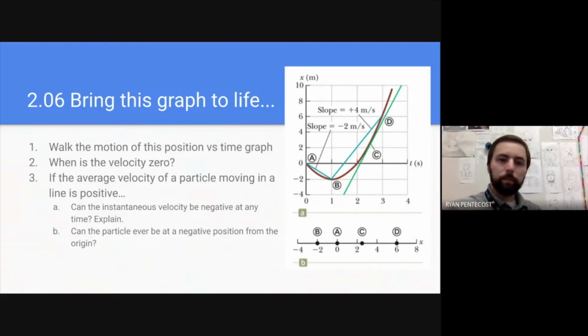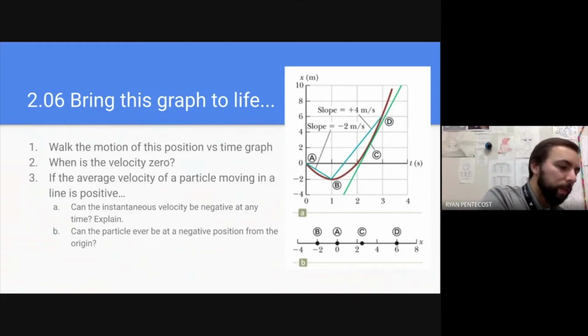So if the average velocity of a particle is positive, could the particle ever be at a negative position? To be at a negative position, that means you have to go backwards, right? So if your average velocity is positive, could you ever go backwards? Well, that's what A just asked. Could you ever have a negative instantaneous velocity?